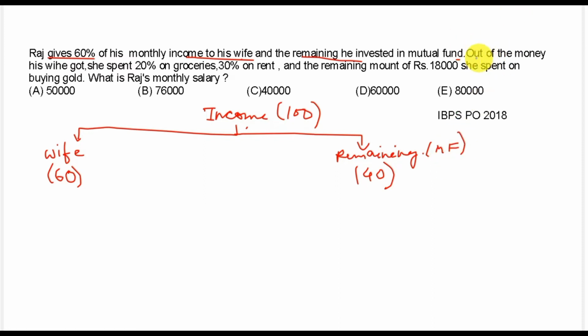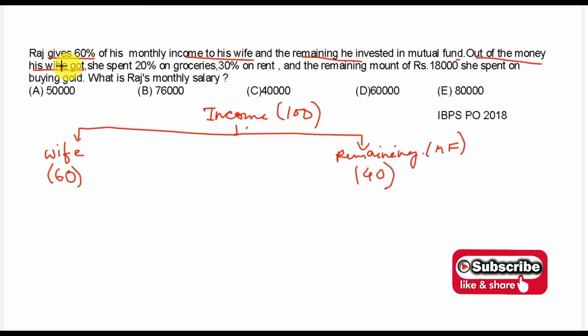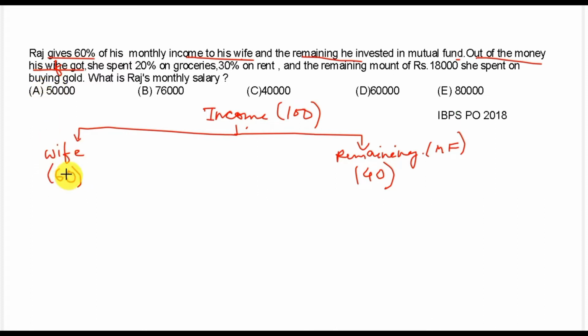Now read the next sentence. It says out of the money his wife got. Okay, this is a spelling mistake for wife's. So out of the money his wife got, that means out of the 60 rupees she spent 20% on grocery. So out of the 60, she spent on grocery 20%. So what is 20% of 60? 20% of 60 is how much? 12. No issue, right? 10% is 6, 20% is 12.